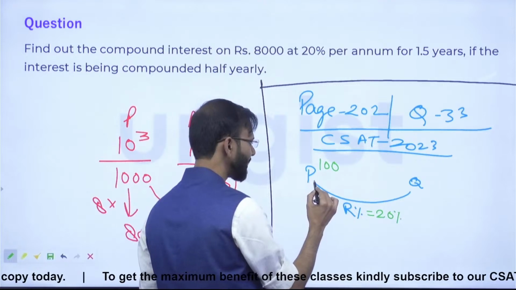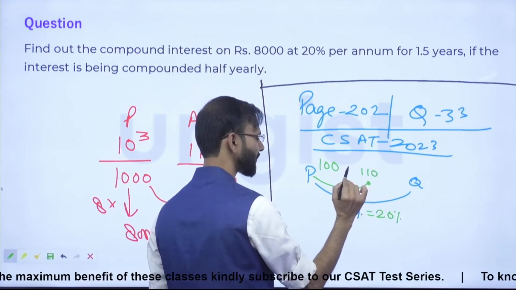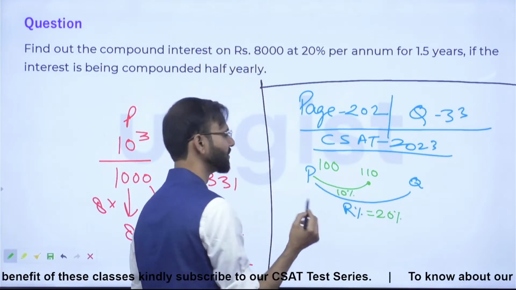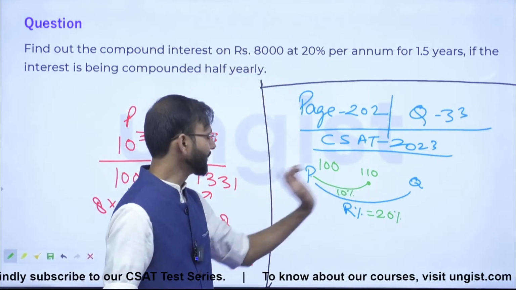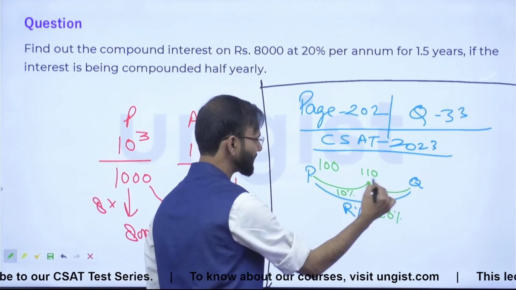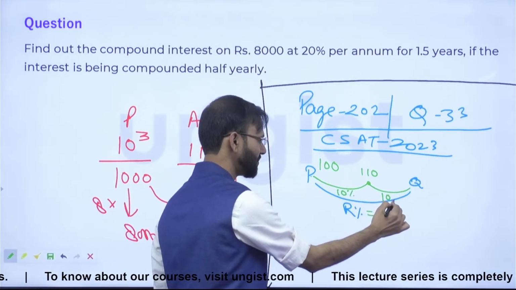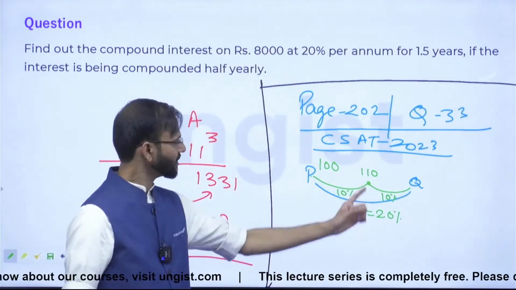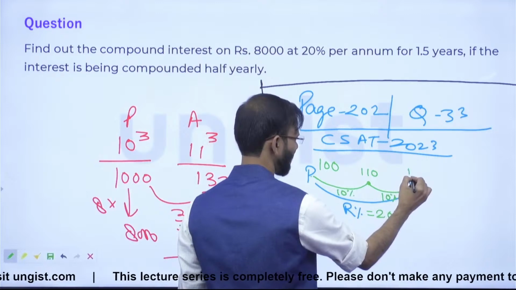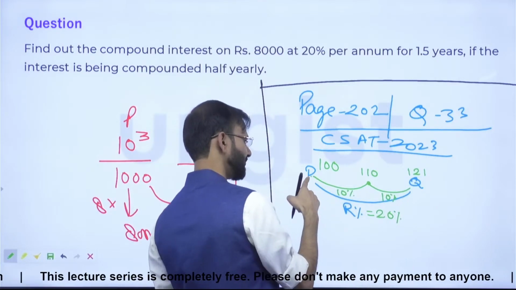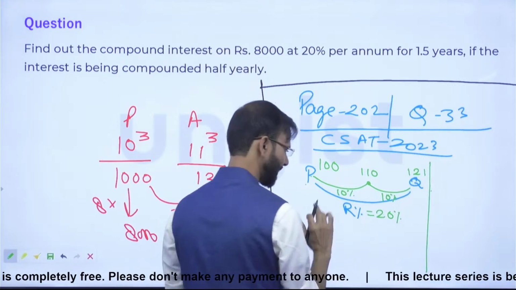If compounding is done half yearly, then think on it, guys. After 6 months it will become 110, because this will be 10% for 2 halves. So 100 will become 110. Now 10% of this will be added. 10% of this will be what, guys? 11. So this value will increase by 11, so this will become 121, right? So if this is P, this is Q, this is R, in case 1.